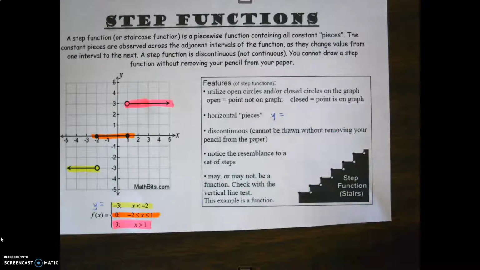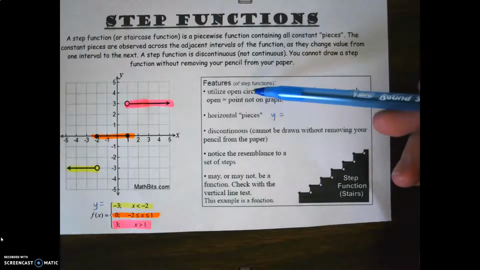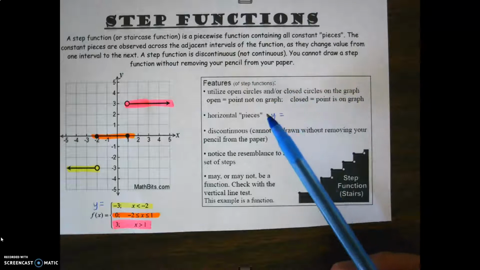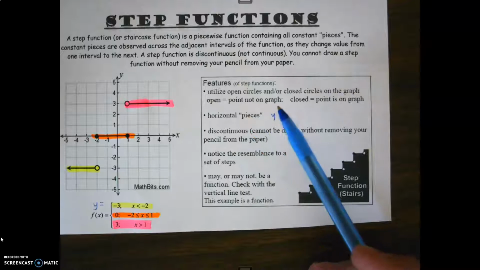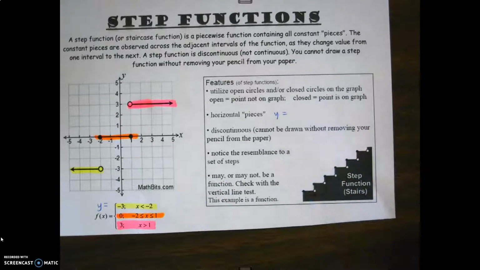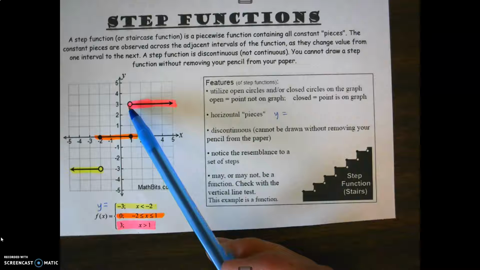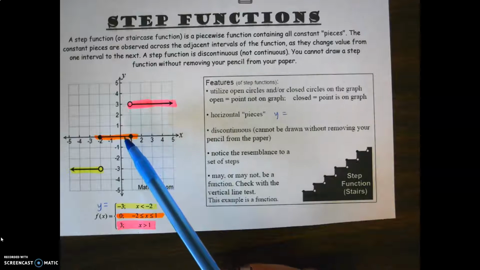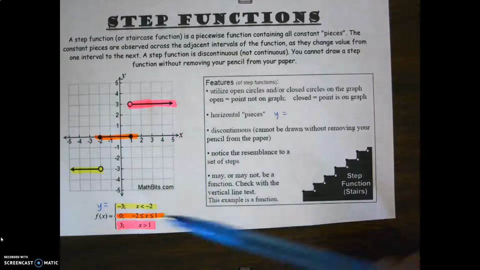So now some of the features of step functions. You are going to utilize open circles and closed circles on the graph. Open means the point is not on the graph, and closed means the point is on the graph. So for instance, if we were looking at this, we have an open circle and a closed circle. You can analyze it to see if it's a function.